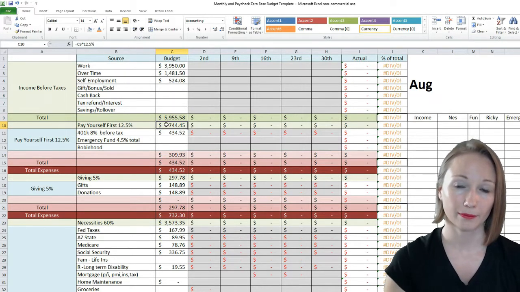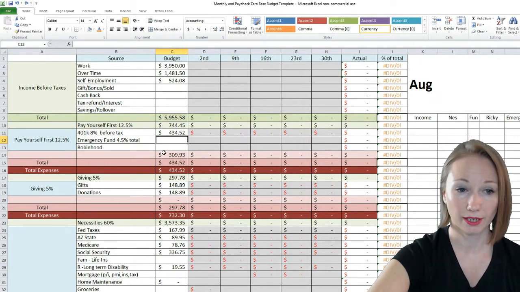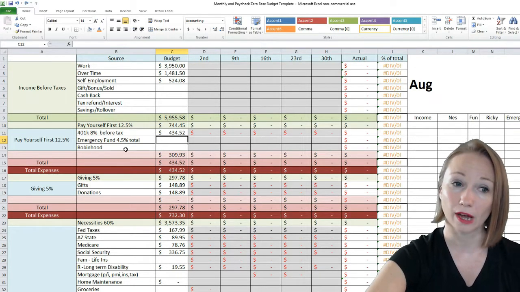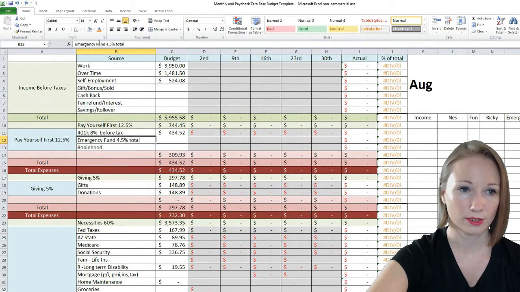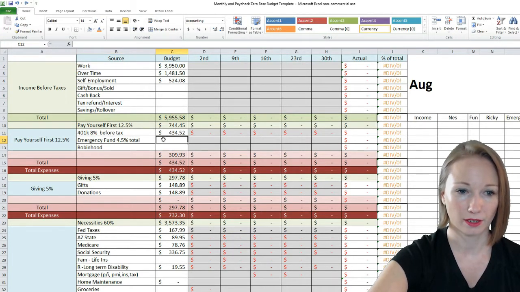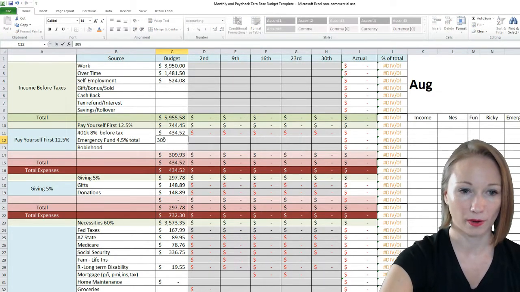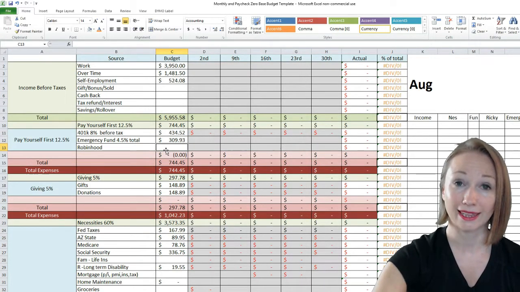I have this pay yourself first. The 12.5% has already calculated for me. I would have $309 to put either in the Robinhood or the emergency fund. Our goal is to put 4.5% in there. That does not auto-populate for me, so I'm going to go ahead and put that here. So I have a 0 now in this section.